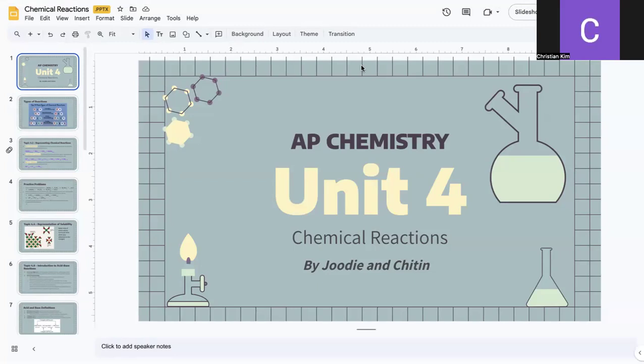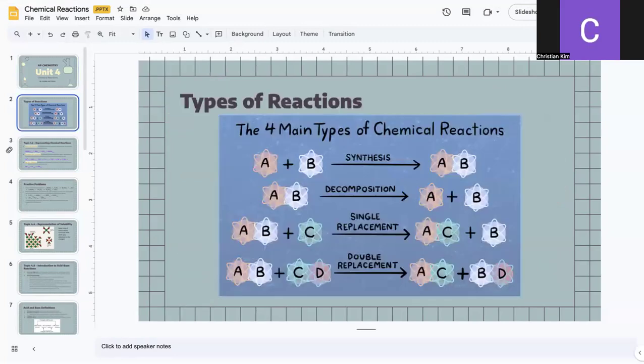So let's just start with the very basic chemical reactions. We have four main types of reactions. The first one is synthesis, which is just one compound plus another compound gives us another compound. An example would be H plus Cl coming together to form HCl, hydrochloric acid. Decomposition is just the inverse, or the opposite, of synthesis, where you have, for example, HCl, hydrochloric acid, and that just breaks off into H+ and Cl-.